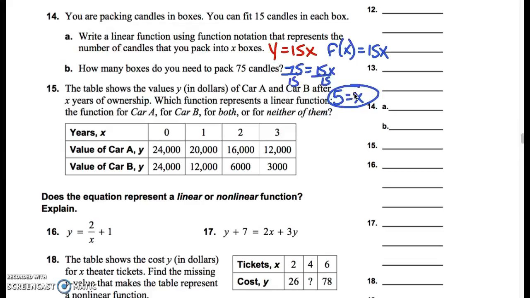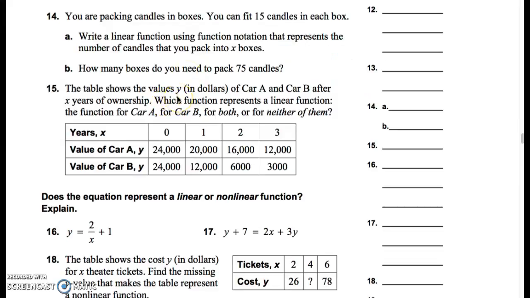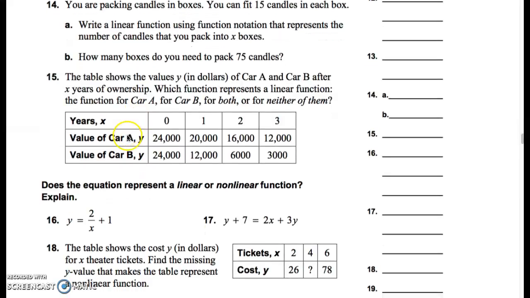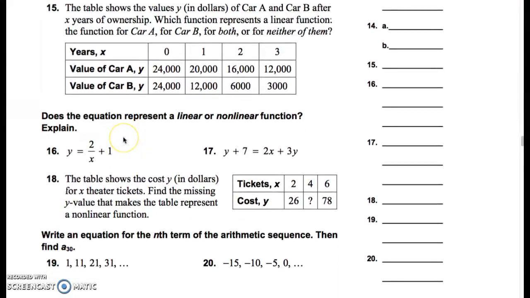All right, 15 says the table shows the values Y in dollars of car A and car B after X years of ownership. Which function represents a linear function? Car A, car B, both, or neither? Okay, so as we look at this table, when you're trying to figure out if it's going to be a linear function or not, you are looking for some kind of pattern. Now, the pattern that you see has to be arithmetic. It has to be addition or subtraction in your pattern, no multiplication or division. If it's any multiplication or division, it's going to be nonlinear.